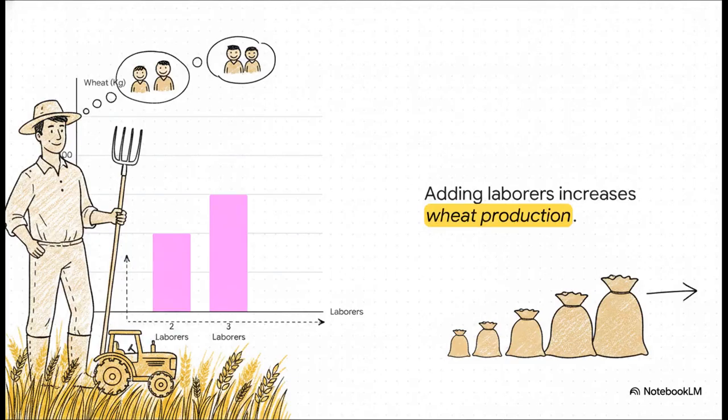Imagine a farmer's wheat production. Let's say their land is fixed at 1 hectare, and they have exactly one fixed tractor. If they hire 2 laborers, that's our variable input. They produce 200 kilograms of wheat. That's a 2-to-1 ratio of labor to fixed assets. But if they hire a 3rd laborer, changing the ratio to 3-to-1, total output bumps up to 300 kilograms. As you vary that labor against a fixed foundation, you see exactly how the input ratio changes the total production.